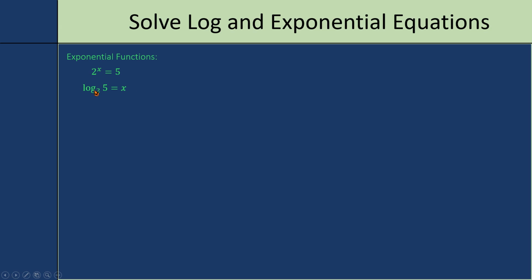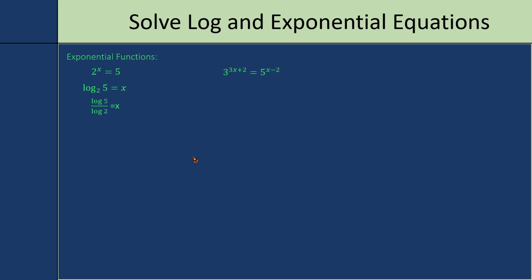And here, what we do is we have to use the change of base formula, because the calculator can't do log base 2. So the change of base formula says log base 2 of 5 is equal to log 5 over log 2 equals x. And here, if you really want to know the decimal value, then you plug it into the calculator. If not, you can just leave it like this: log 5 over log 2.